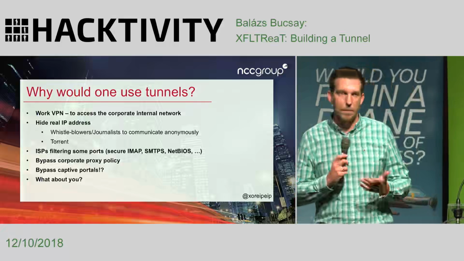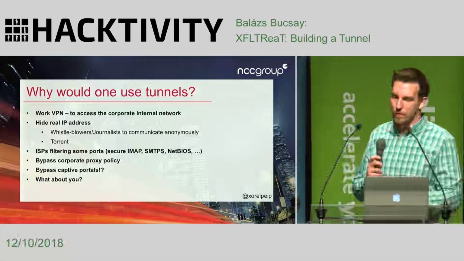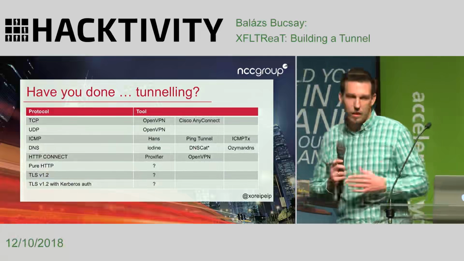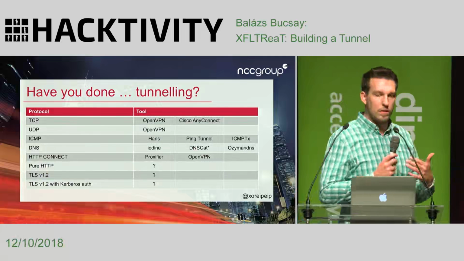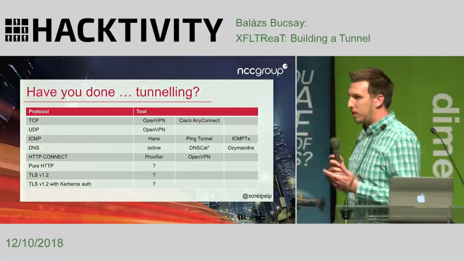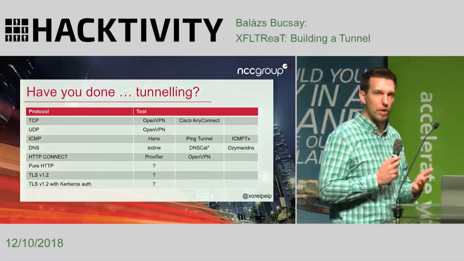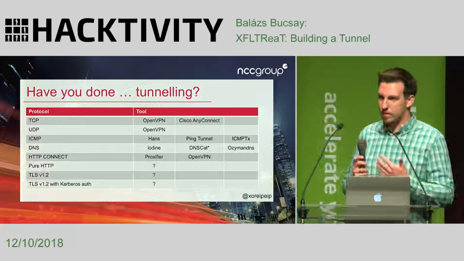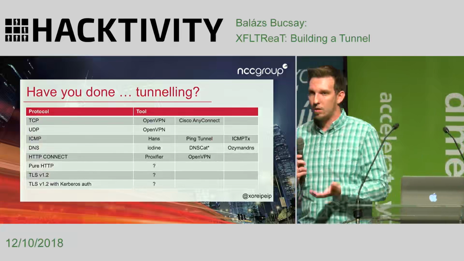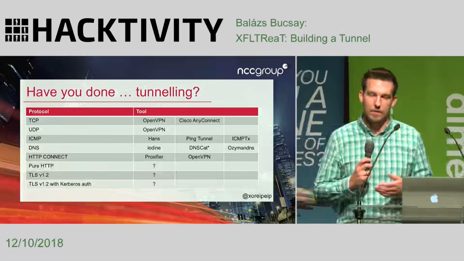For example, you want to bypass captive portals, or you want to bypass corporate proxy policies. That can be done. Unfortunately, we don't have too much time, so I will kind of skip this. But if you wanted to use TCP for tunneling, you had to use OpenVPN or Cisco AnyConnect. If you wanted to use UDP, again, OpenVPN. For HTTP CONNECT supporting proxies, there is support in OpenVPN, or you could use Proxifier. For ICMP, there is ICMP-TX or Ping Tunnel.